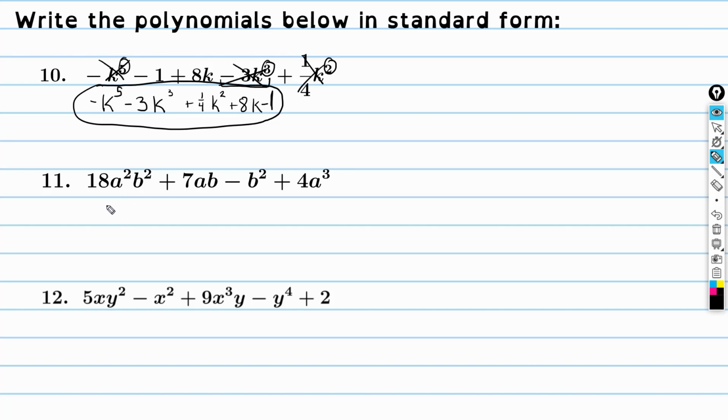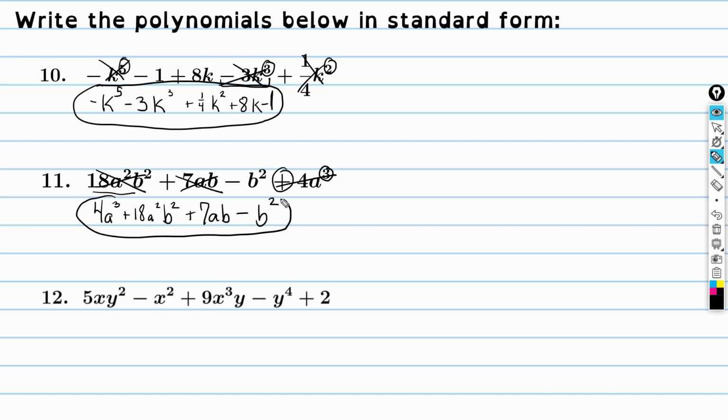So now let's look again. We need to go for the alphabet, and we're going to try to find what is the highest power of a, because you always go in alphabetical order. So 4a cubed, its sign goes with it, so it's positive. That's gone. Now my next highest power is a squared. So plus 18a squared b squared. So that's gone. Plus 7ab, that's gone. Minus b squared. And so I've got everything listed. We're done.